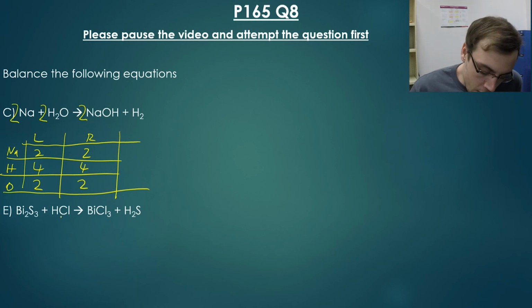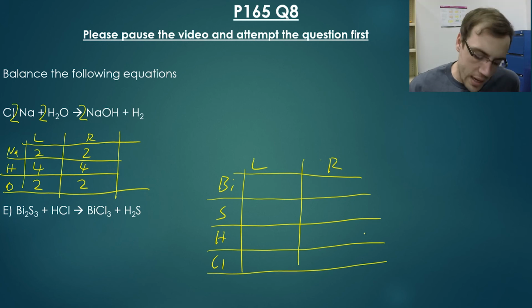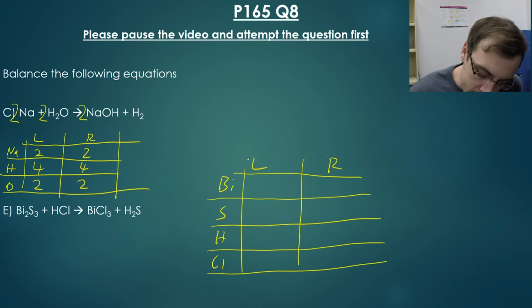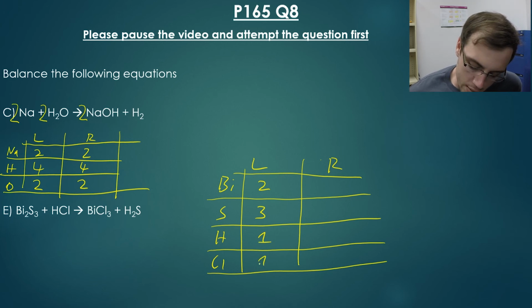So again, we draw our table out. So we go left and right. So now we count out the number of elements of each element in our equation. So we look now on the left-hand side. So we have 2 lots of beryllium, Be. Sulfur, we have 3. Hydrogen, we have 1. And chloride, we have 1.